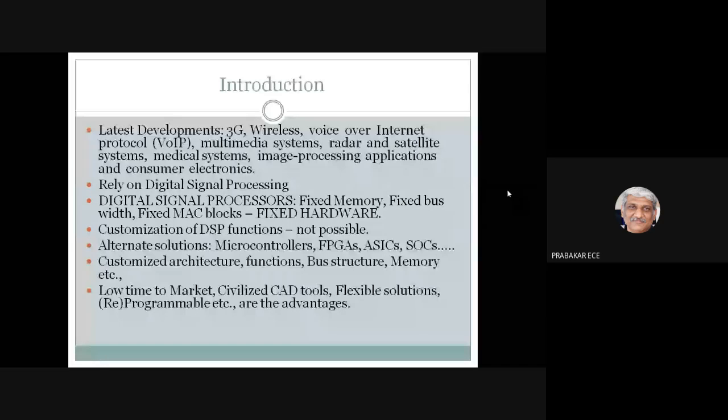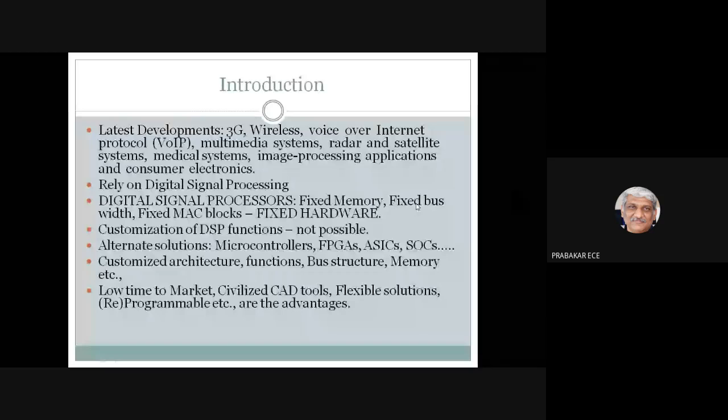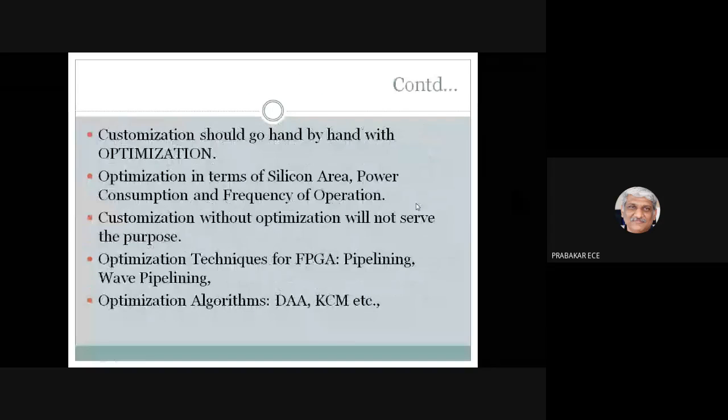With ASICs, FPGAs, SoCs, and NoCs, we can have a customized architecture based on the application we require. The functions can be customized, the bus structure can be customized, and each and every hardware and software part can be customized. This customization should also go with optimization. If I have customized but it is not optimized, then it is a waste. If I customize my FPGA and it consumes lower power, then my customization is really good.